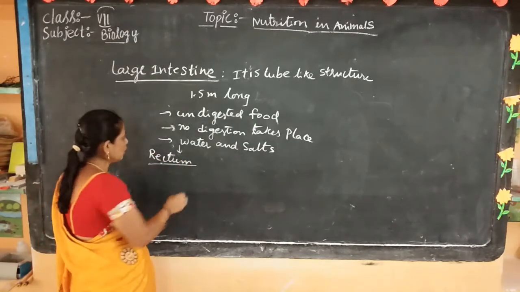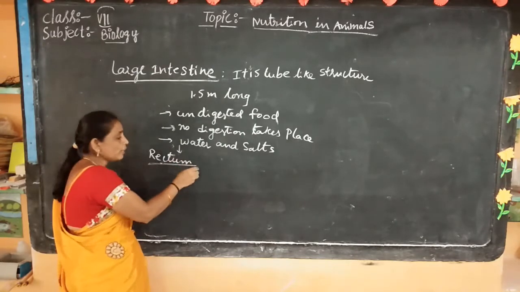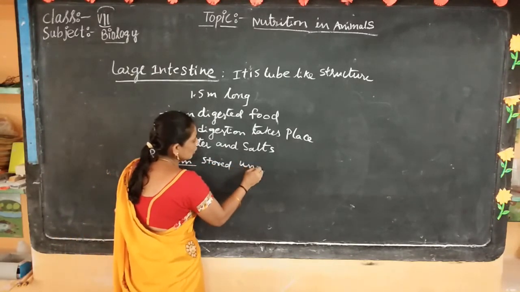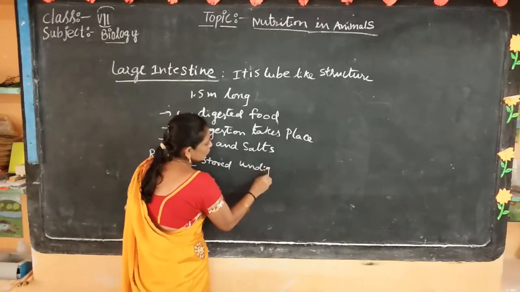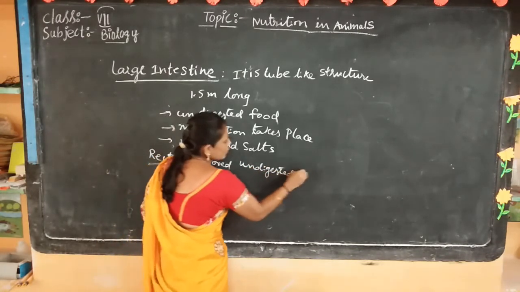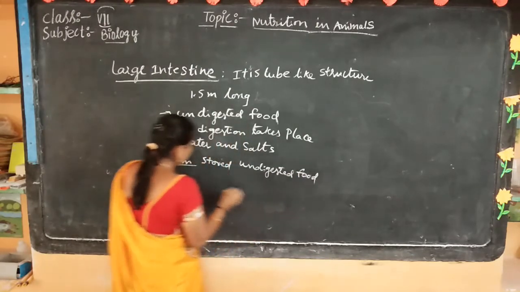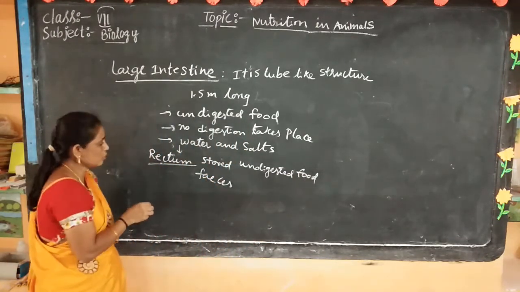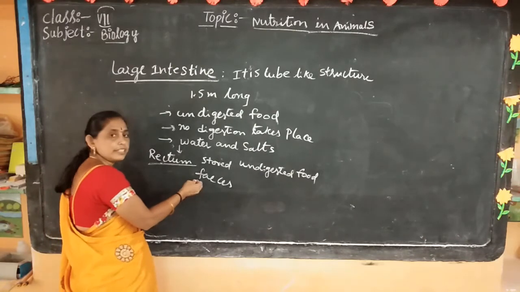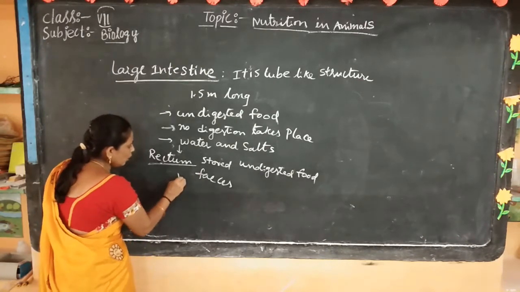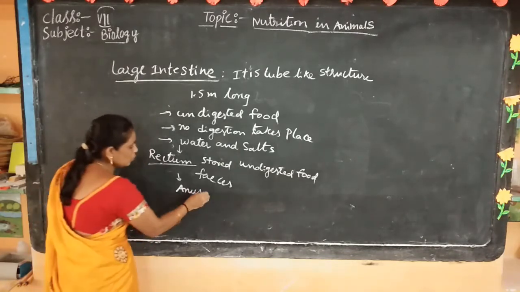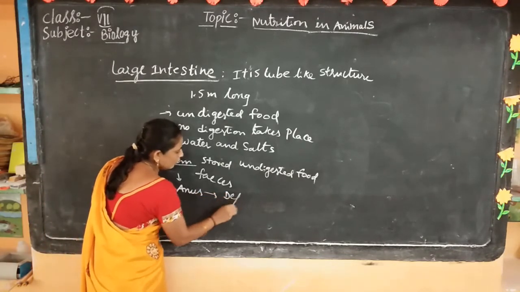The rectum stores undigested food. Undigested food is called feces. Then it is sent out through the anus. This process is called defecation.